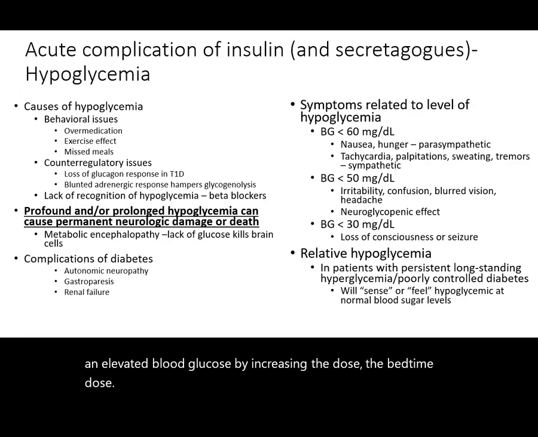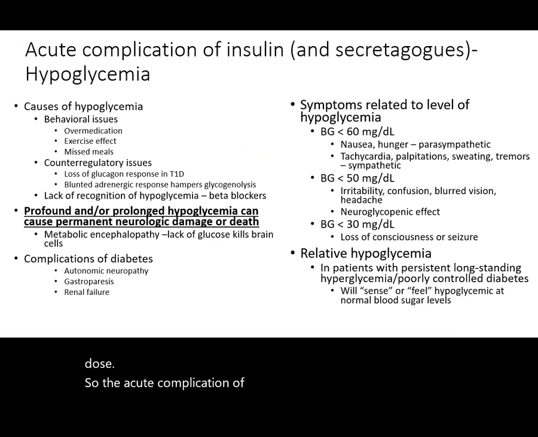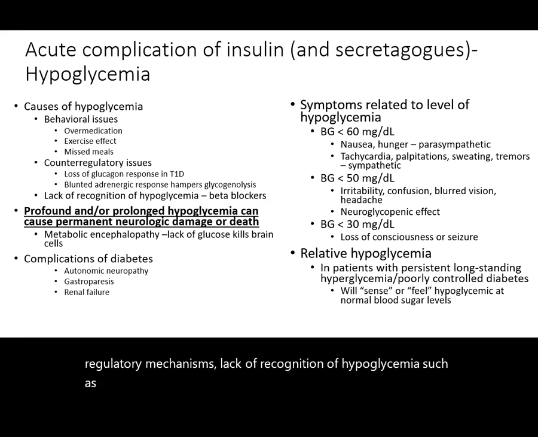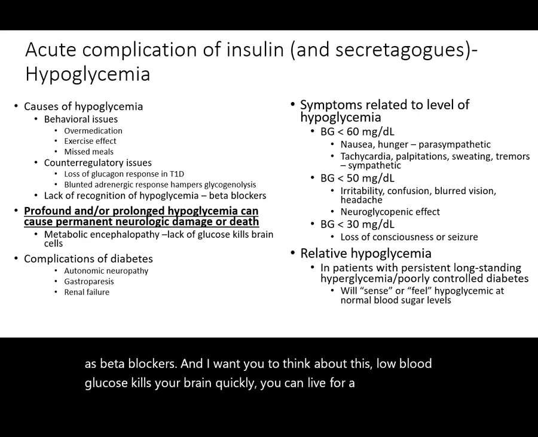So the acute complication of insulin secretagogues: hypoglycemia. Lots of causes, could be behavioral issues, problems with counter-regulatory mechanisms, lack of recognition of hypoglycemia, such as with beta blockers. And I want you to think about this. Low blood glucose kills your brain quickly. You can live for a long time with a high blood glucose.